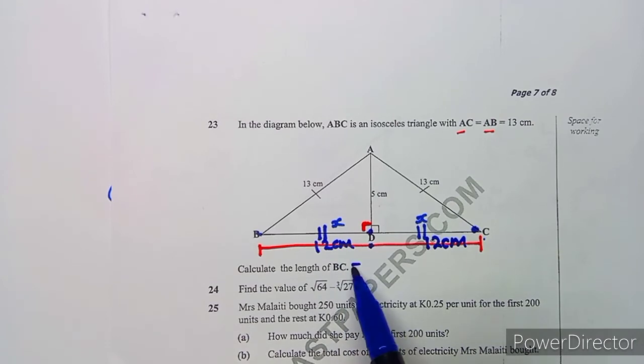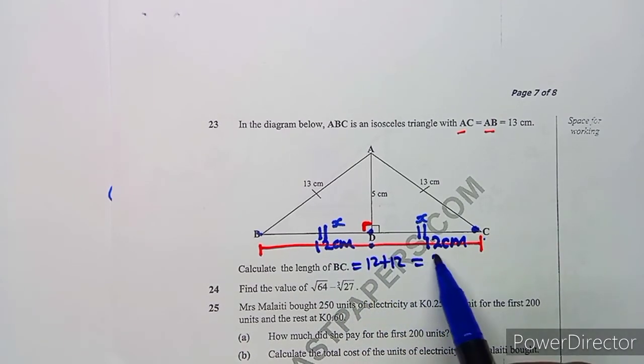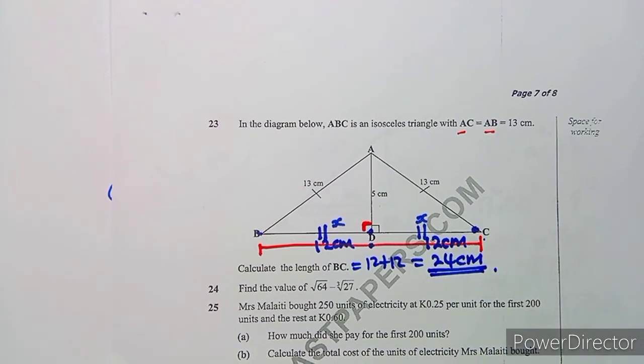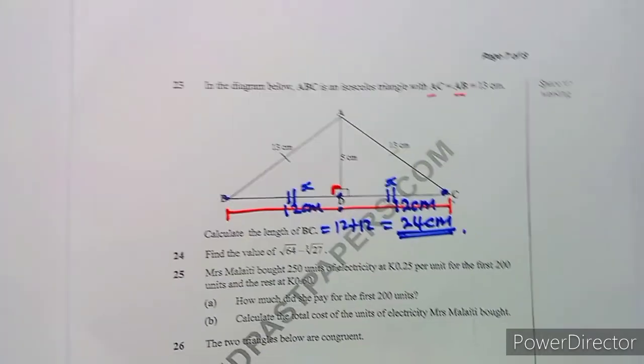So therefore BC is 12 plus 12, which is 24 centimeters, just like that. All right. So that's what we actually had from this particular section.